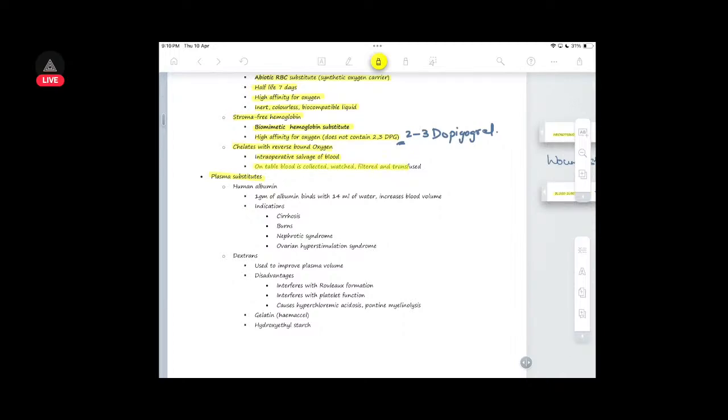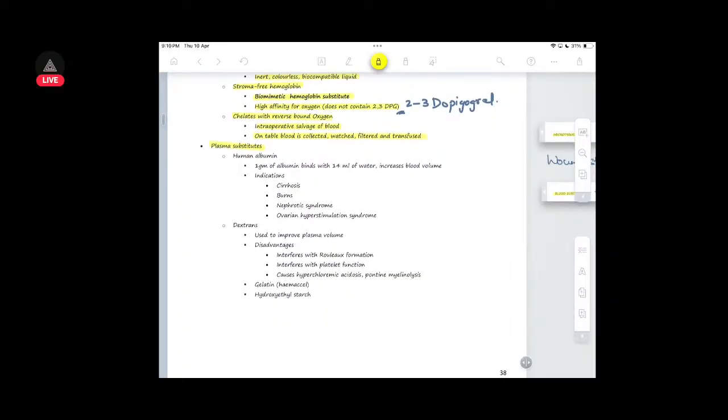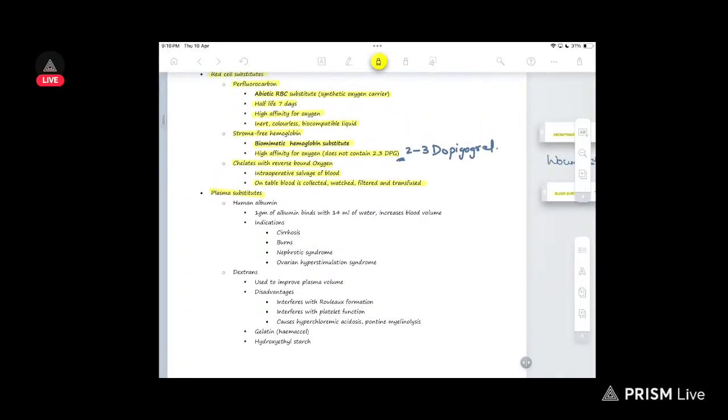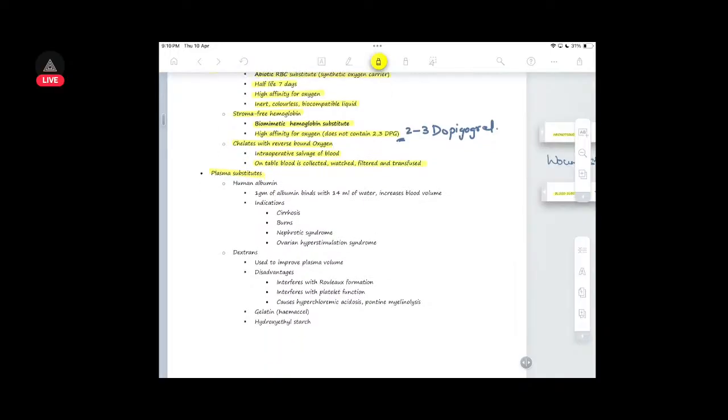Intraoperative salvage of blood is seen, where on table blood is collected, washed, filtered, and transfused again. Stroma-free hemoglobin, biomimetic. Perfluorocarbon is an abiotic RBC substituent, synthetic oxygen carrier, inert, colorless, biocompatible fluid. Stroma-free hemoglobin is a biomimetic hemoglobin substituent, high affinity for oxygen, does not contain 2,3-DPG.